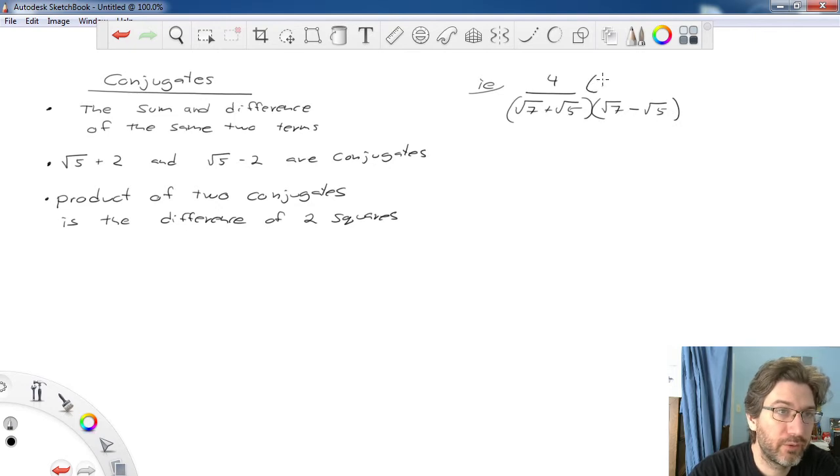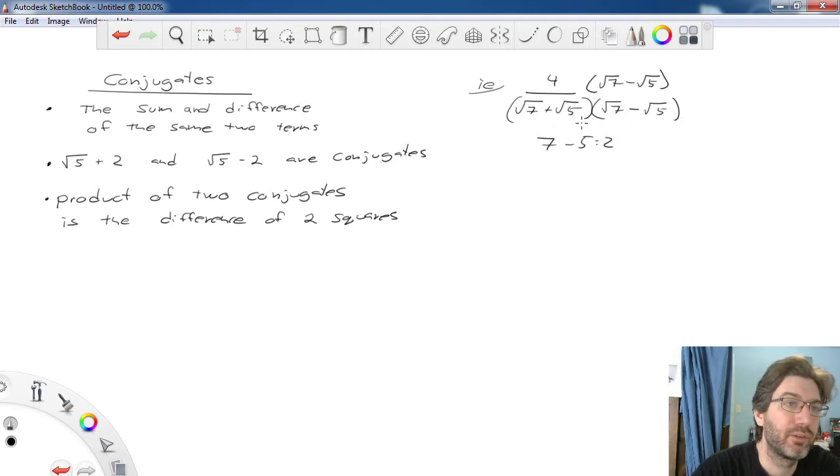You do it to the bottom, you got to do it to the top. Square root of 7 minus the square root of 5. This here, again, you're going to do all your foiling and stuff, but I mean, you should be realizing it's just going to be 7 minus 5, which equals 2. So your denominator here is going to be 2.